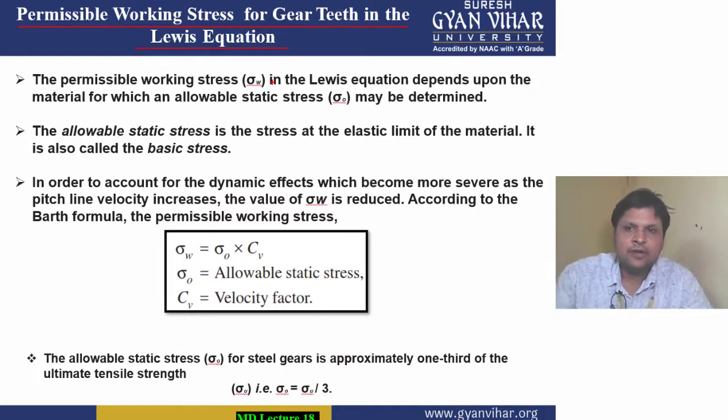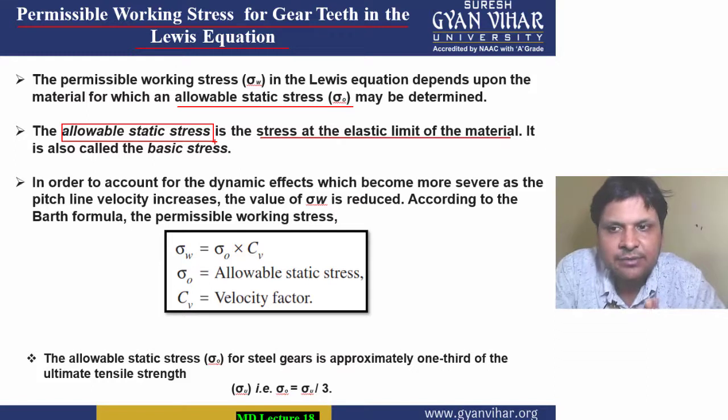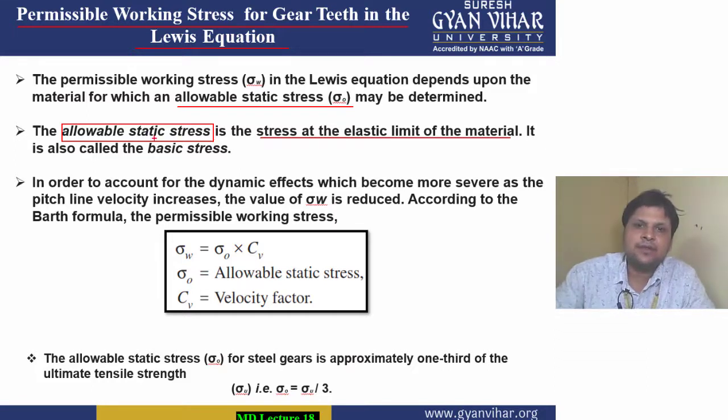See, permissible working stress in Lewis equation depends on the material for which an allowable static stress may be determined. Alright. So basically permissible working stress for the gear depends on the material. And what value of the material? The allowable static stress value of the material. So the allowable static stress is basically what? It is that stress which is obtained at the elastic limit of the material. It is also known as basic stress.